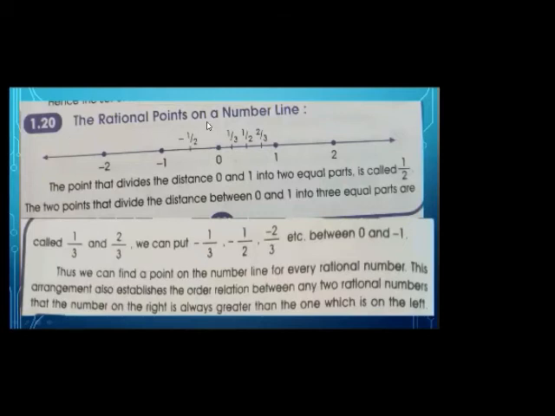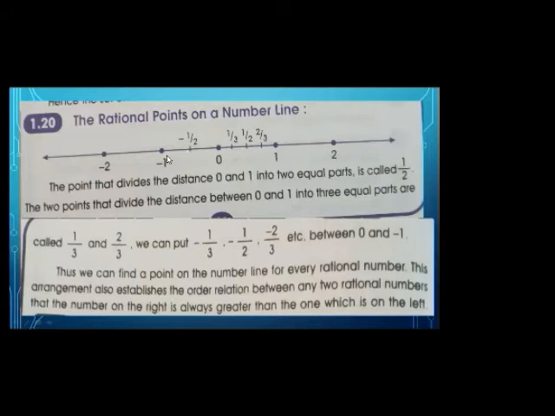The rational points on a line. You are observing this is a line, and in the center of this line we have 0. On the right hand side of 0, all positive numbers are there, meaning +1, +2. On the left hand side negative numbers are there, -1, -2.